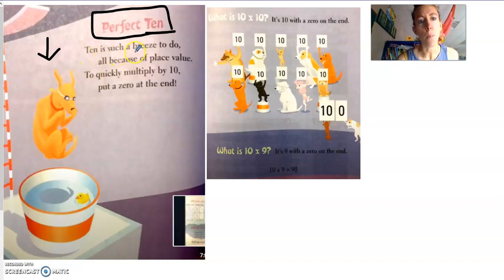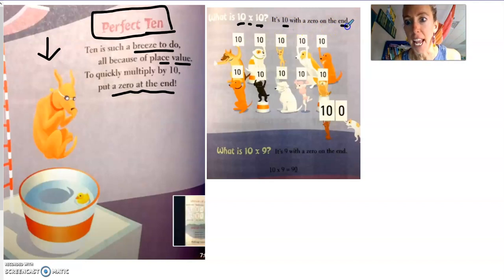10 is such a breeze to do, all because of place value. To quickly multiply by 10, put a 0 at the end. Okay, what do we mean by that? What is 10 times 10? Oh, well, that's just 10 with a 0 on the end.